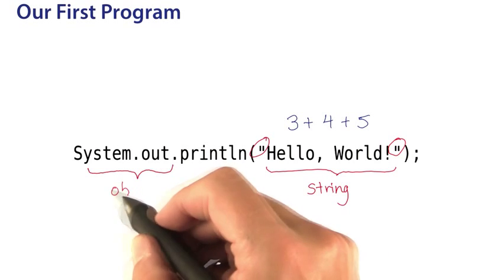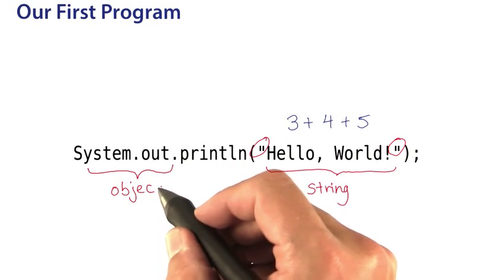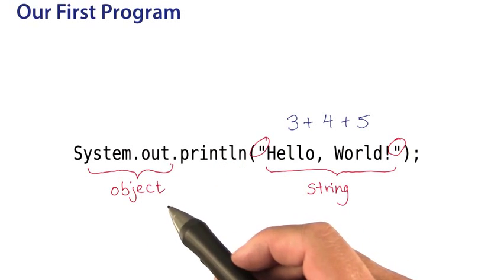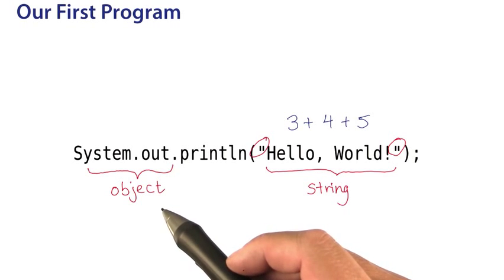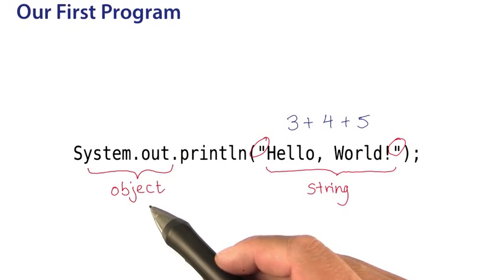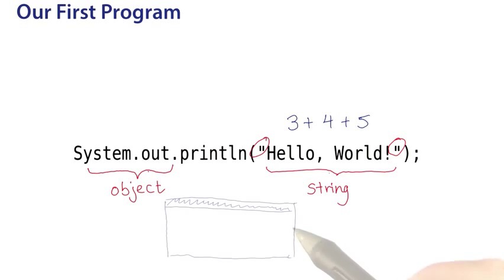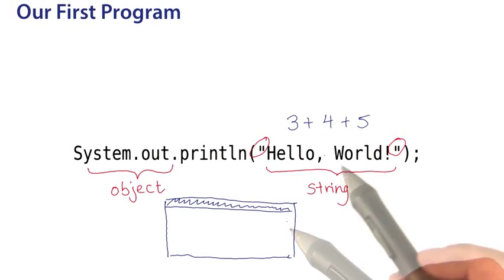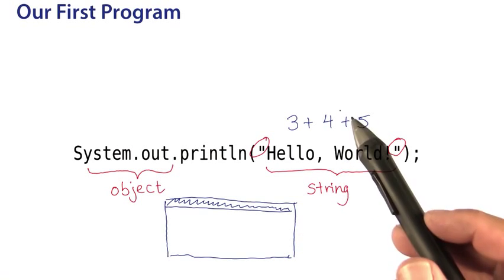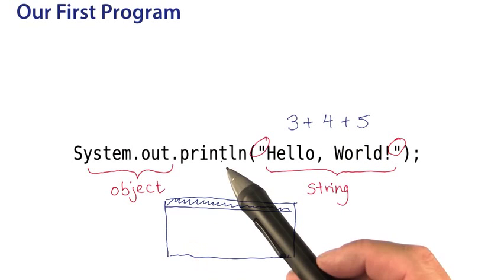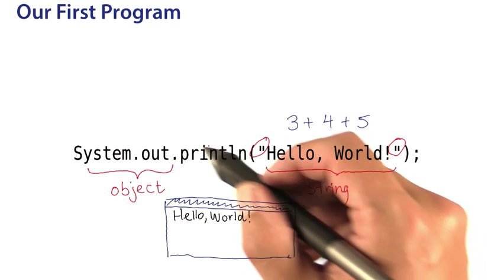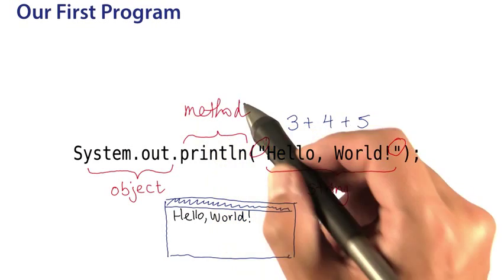System.out over here is technically called an object. As you'll see in the next lesson, objects are things that do work for us in a programming language. This particular object represents the terminal window, the window in which a string or a number is printed when println does its job. Finally, this part is called a method.